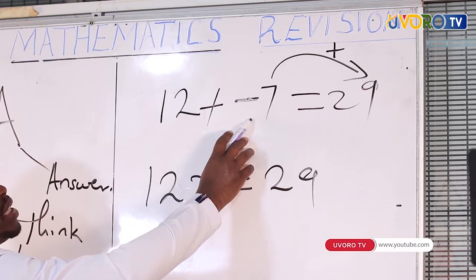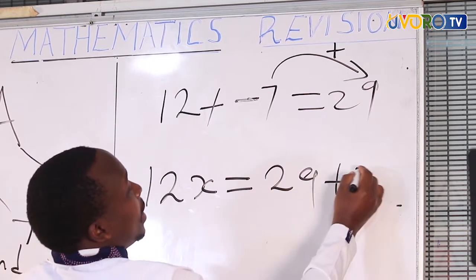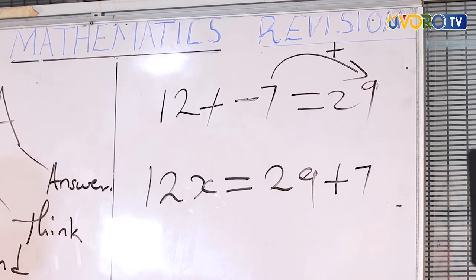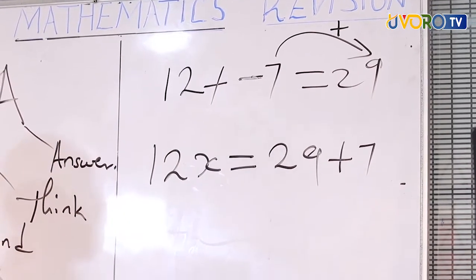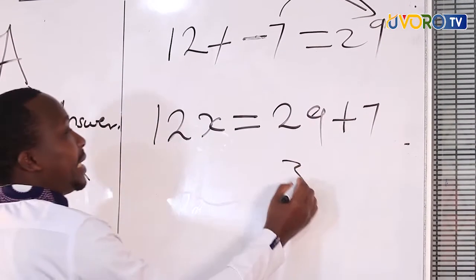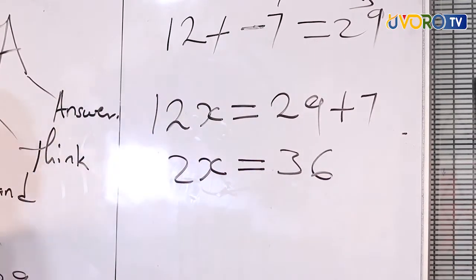Now, what has happened to 7 being taken to the other side? We have said that it becomes a positive, plus 7. Very good. Now, so let's put the right terms together. 29 plus 7. Very good. That is 36 equals 12x. Now, what are you supposed to do so that you can arrive at your answer?